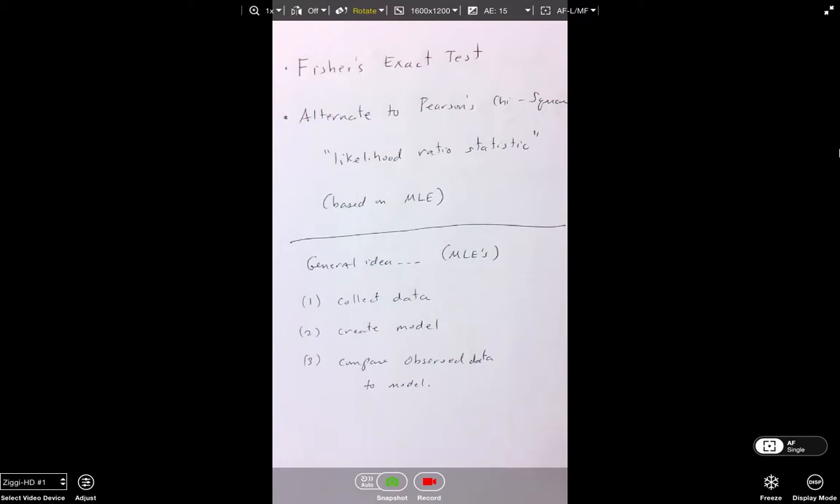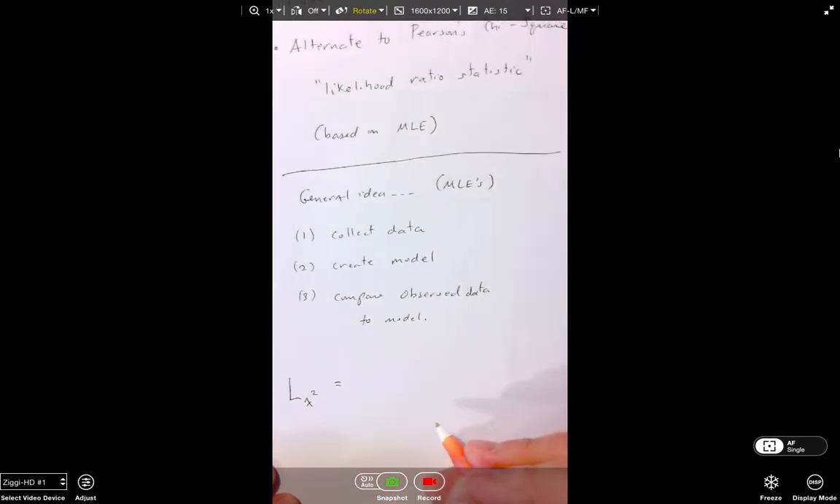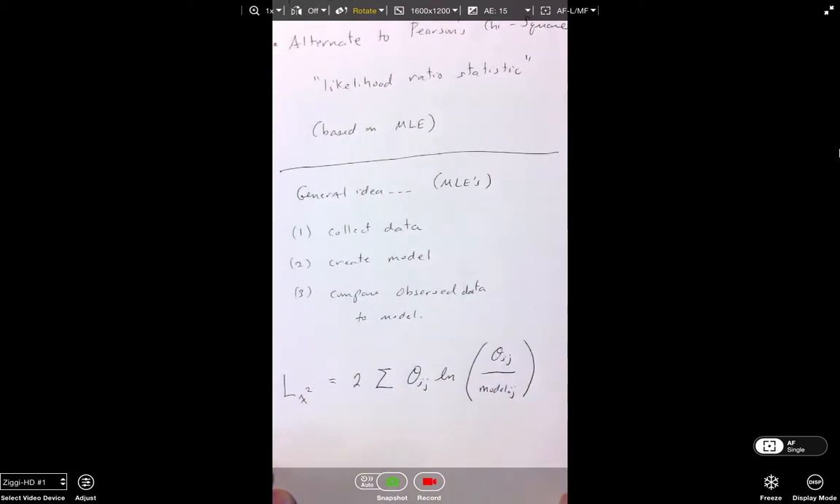Now, the likelihood chi-square is found by taking 2 times the sum of the observed component times the natural log of the ratio of the observed component over the model component. So you can see some similarities, if you stretch the imagination, between the MLEs that we encountered back in 5500 and what's going on here.